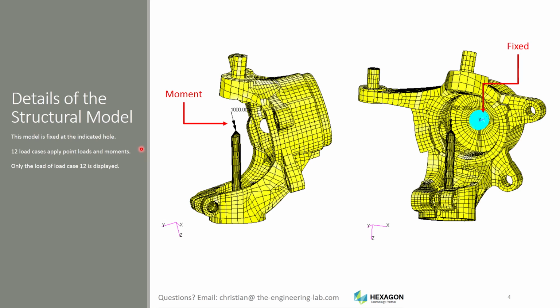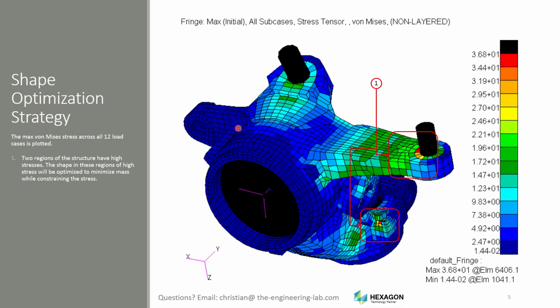And now just to quickly summarize how this model is constrained, this model is fixed in the indicated hole. At the same time, we're going to apply some forces and some torques throughout this model, and in total we're going to have about 12 load cases. Now, there are two regions of this model where we have elevated stresses, and this is where we're going to create our shapes to hopefully make sure that we can minimize the mass while making sure that we're less than the upper bound of the stress that we specify.